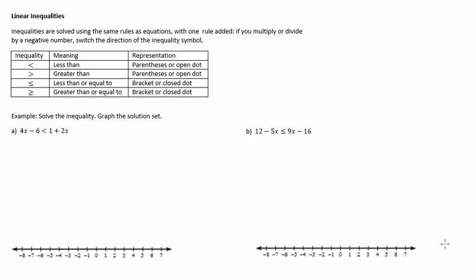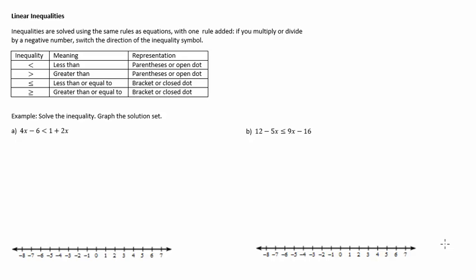So I have a table here to show you or remind you, if you have a certain symbol that's an inequality, what that symbol means, and then the way we represent that. The key thing to remember when you're solving an inequality is the rules are the same as equations, except that if you multiply or divide by a negative number, you need to switch the direction the inequality is facing. And that has to do with a very technical math thing that basically you just need to remember: if I multiply or divide by a negative, flip the sign.